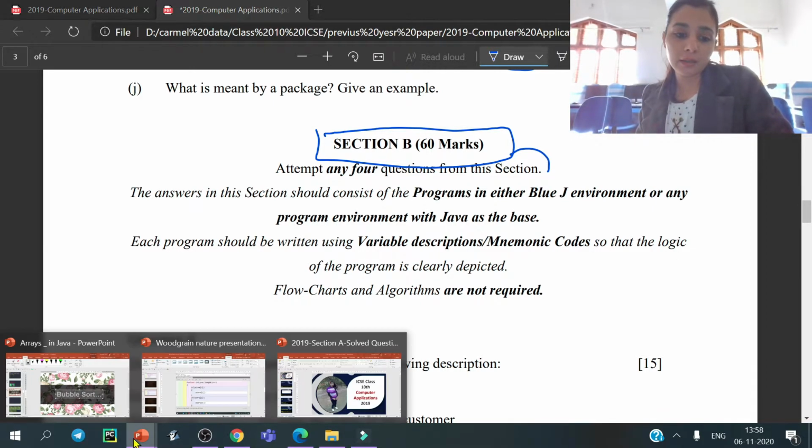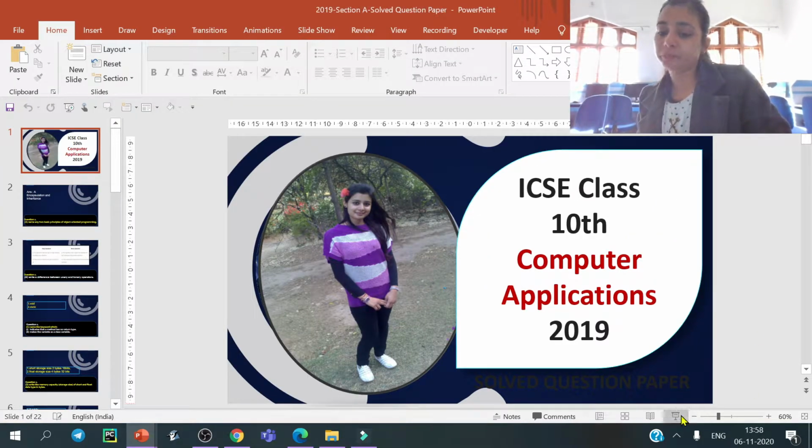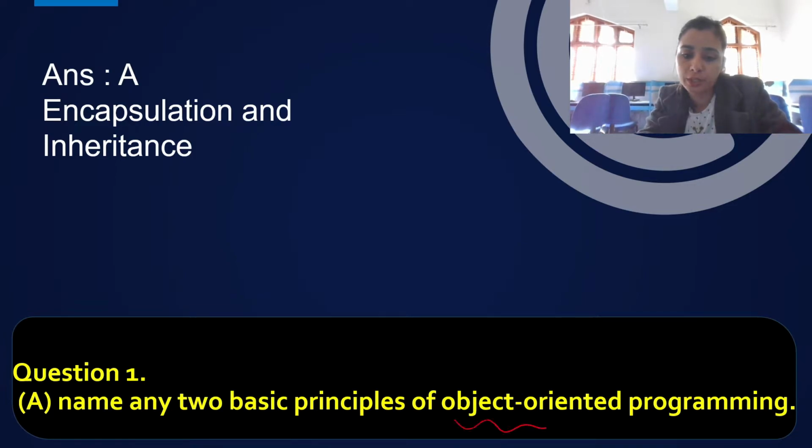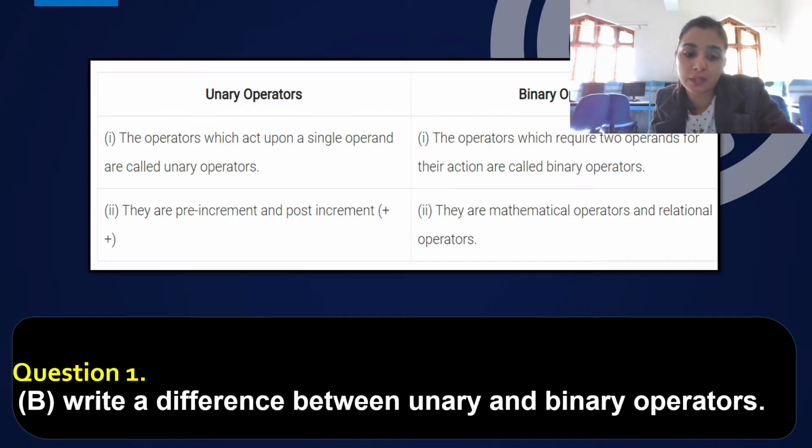So jumping to the PPT. Our first question is, name any 2 basic principles of object-oriented programming. The basic principles of object-oriented programming are encapsulation, inheritance, class, object, data abstraction, and polymorphism. Any of them you can write there. So this question is really very easy, you can say.